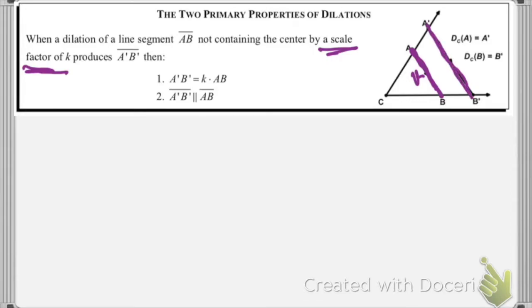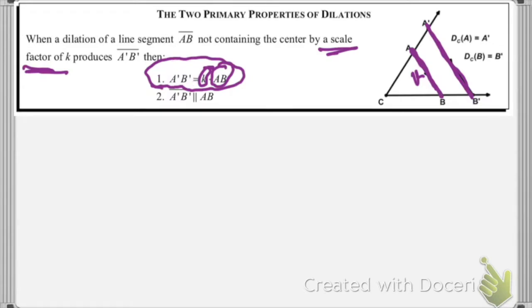And notice that A prime, B prime is bigger. But it doesn't have to be bigger. It can be smaller as well, depending on the scale factor. So the first thing that we know is this piece here. When you multiply your original, your pre-image, by a scale factor, you get your image.